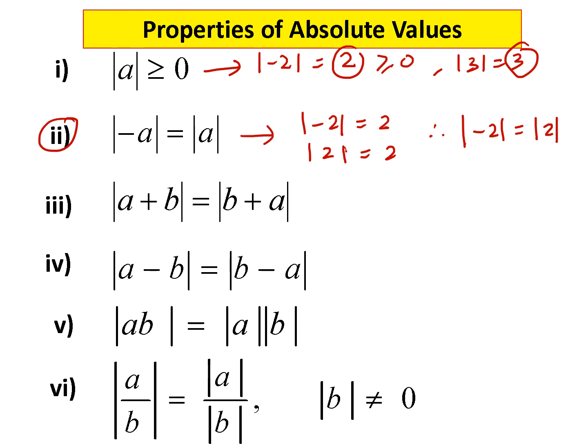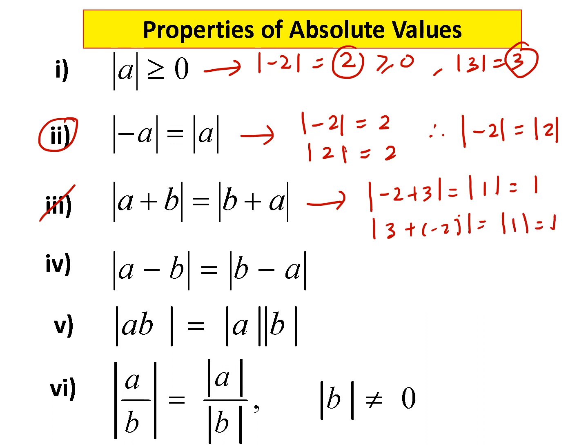Alright, yang seterusnya adalah number 3. Okay, so dikata modulus of A plus B is equal to modulus of B plus A. Let's say we have modulus of negative 2 plus 3. Alright, so kalau kita kira akan dapat modulus of 1, which is equal to 1. Katakanlah kita terbalik modulus of 3 plus negative 2. So akan dapat juga modulus of 1, which is equal to 1. That's why dikata 2 ni sama.